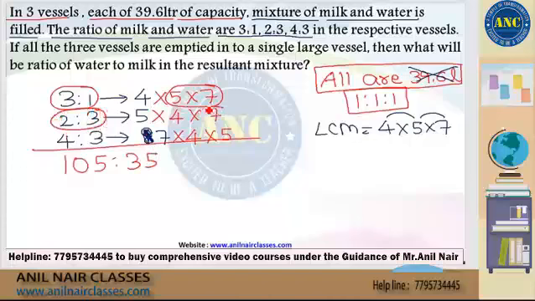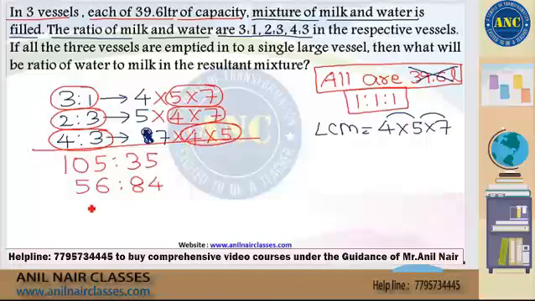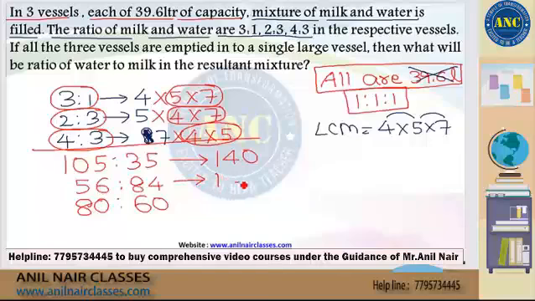2:3 is multiplied with 4 into 7, 28. So 2 into 28 is 56. 3 into 28 is 84. 4:3 is multiplied with 20. 4 into 5 is 20. 4 into 20 is 80. 3 into 20 is 60. Check it out. They are of equal ratio. 105 plus 35 is 140. 56 plus 84 is 140. 80 plus 60 is 140.